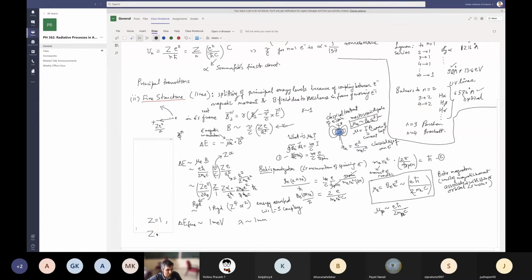And if your Z equals 5, for example, a higher ionization species, then this comes out as 5 to the power of 4 times alpha squared. So this again comes out to be about 1 eV, which is like 5000 angstrom, again in the optical. Okay, so are you getting this point?